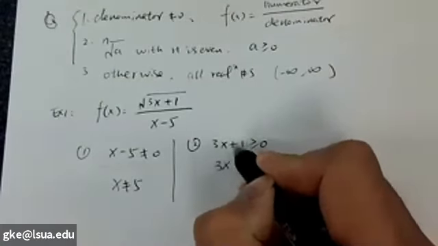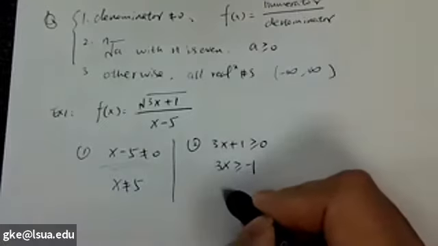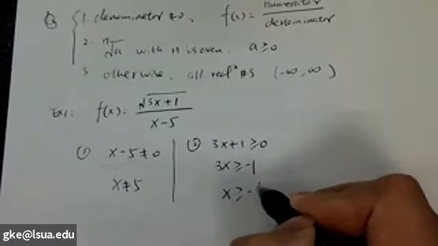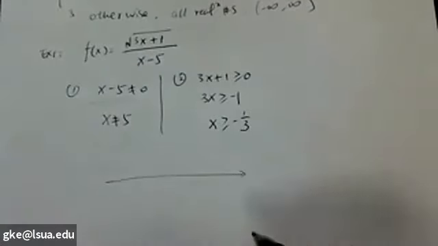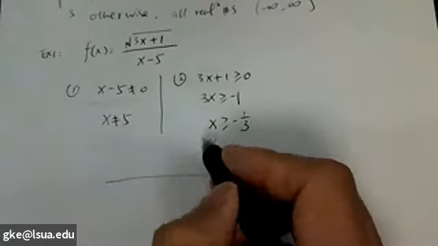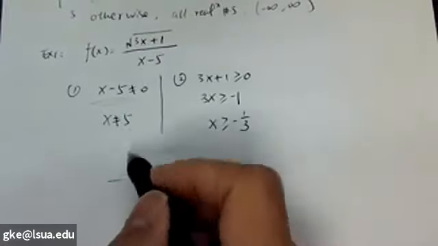We can solve it. Subtract 1 from both sides. We're going to get 3x greater than or equal to negative 1. Divide by 3 on both sides. We're going to get x greater than or equal to negative 1/3. Okay. Now you can draw the x-axis. You have x doesn't equal 5. You have negative 1/3.